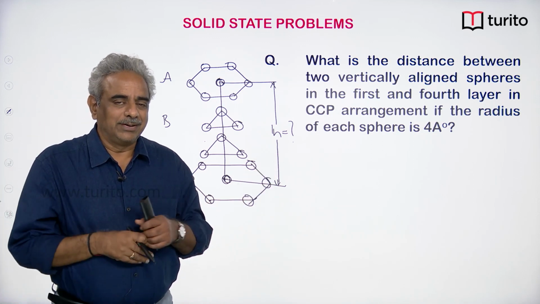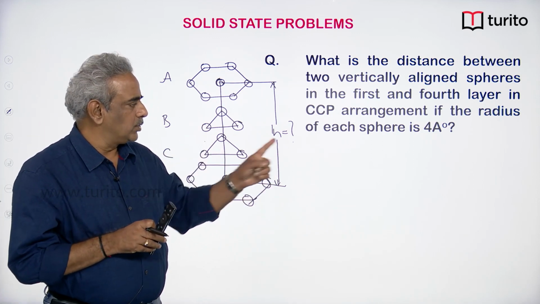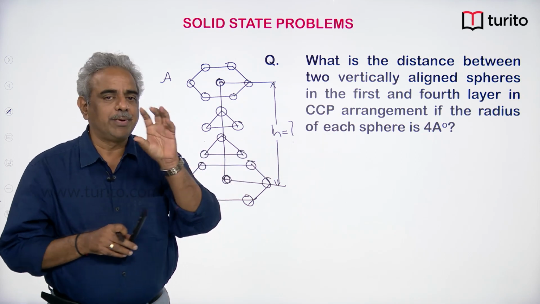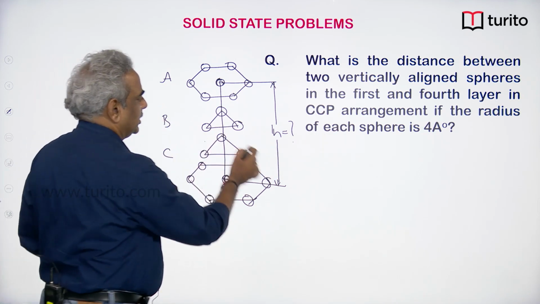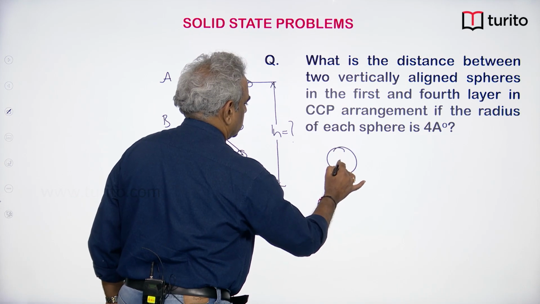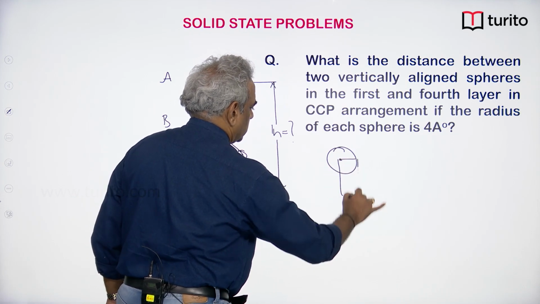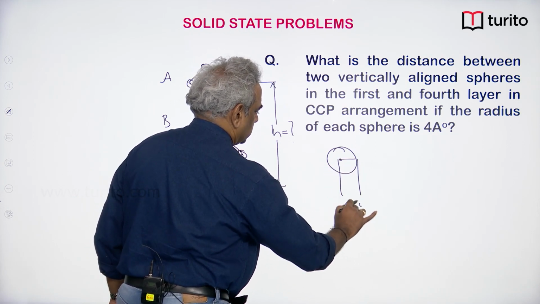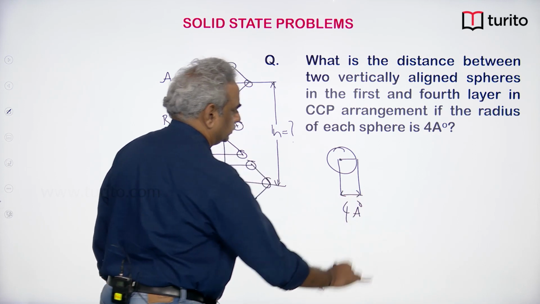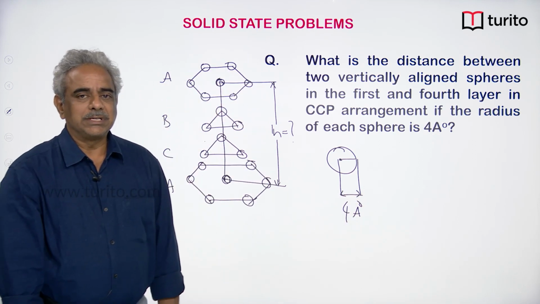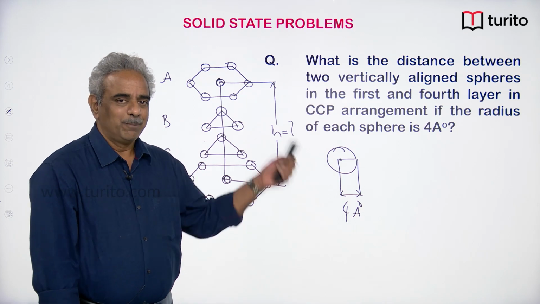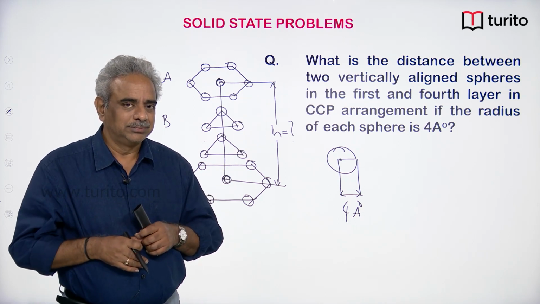How to work out that? Only one piece of data is given: the radius of each sphere is 4 angstroms. The sphere radius, this is 4 angstroms. Only that much is given. So, how to work out this?